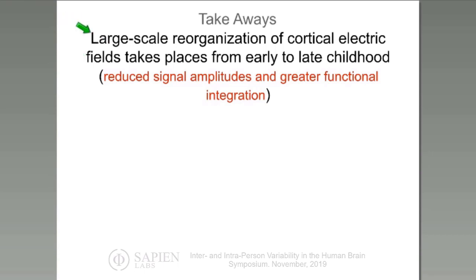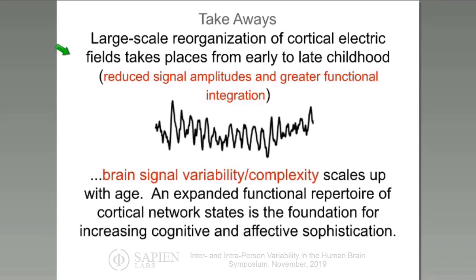So I'm going to wrap up here. As I said earlier, we have evidence here that massive large-scale reorganization of cortical electrical fields takes place from early to late childhood. And what that consists of is reduced power, both absolute and relative spectral power, as well as better functional integration, or tighter integration between distant regions. And what that means basically is that there is greater brain signal variability or complexity that scales up with age. And it basically indicates that the brain is able to bifurcate into more unique states. So you have an expanded functional repertoire of resting state network states that we think really provides the foundation for the increasing cognitive and affective sophistication that happens during this particular age period.